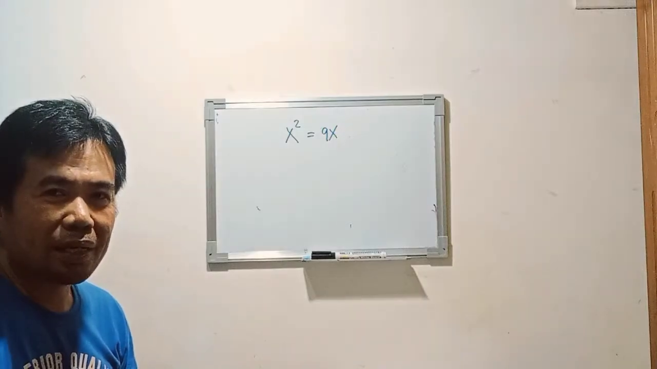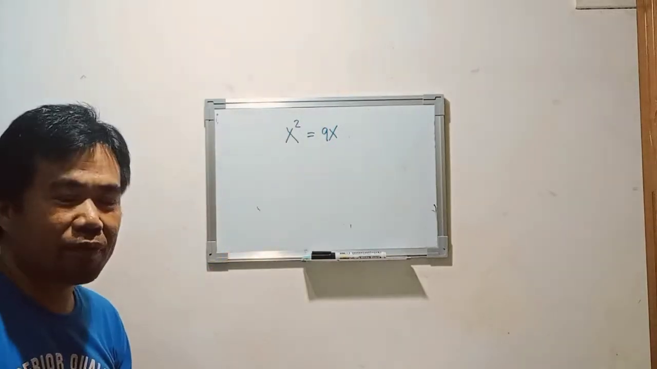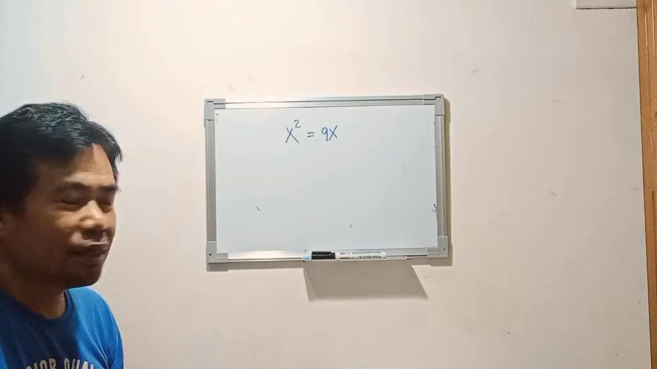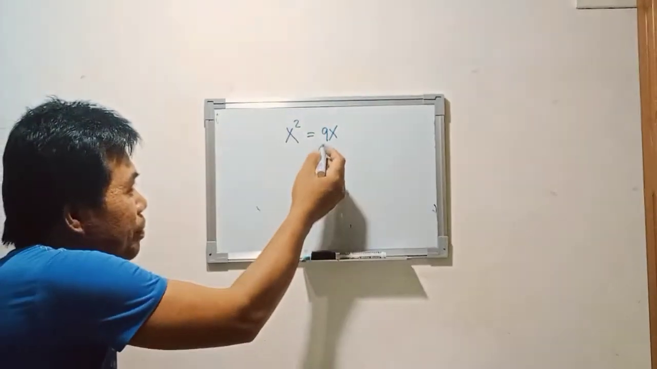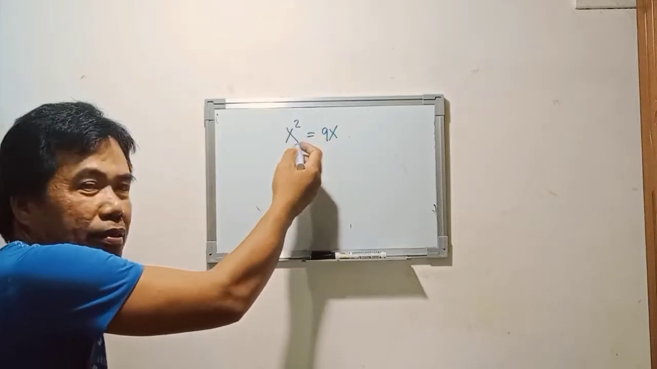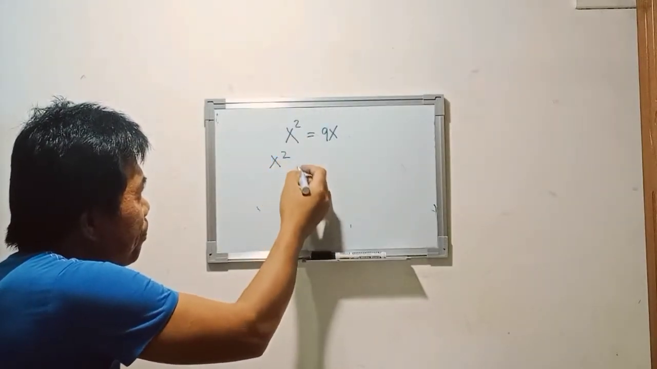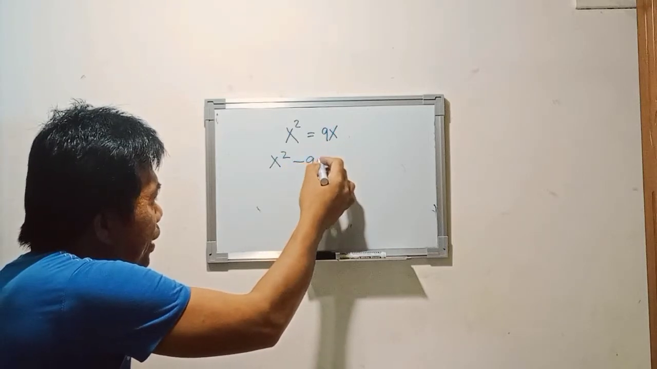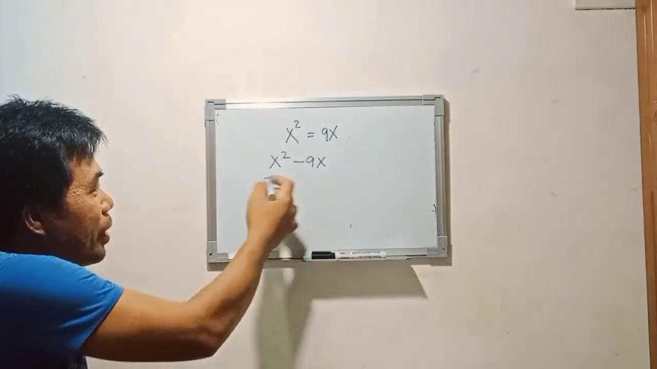Question number 1 can be expressed as x squared equals 9x. In order to find the value of a certain number or variable x, we need to transpose this term to this side. So this will become x squared minus 9x. Okay, next step is to factor this binomial.